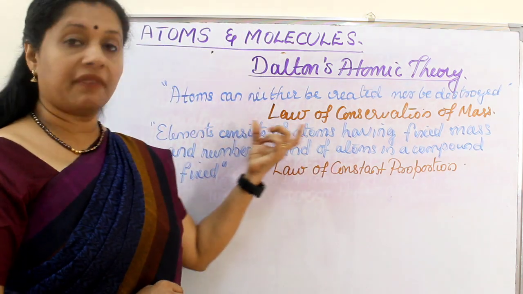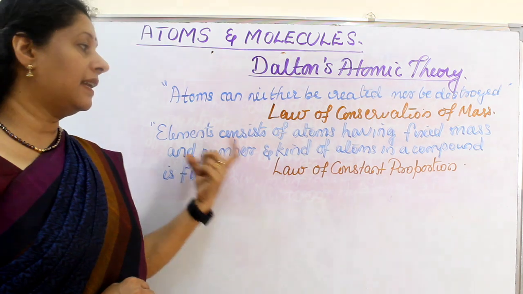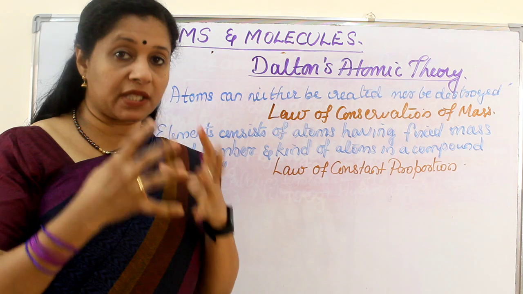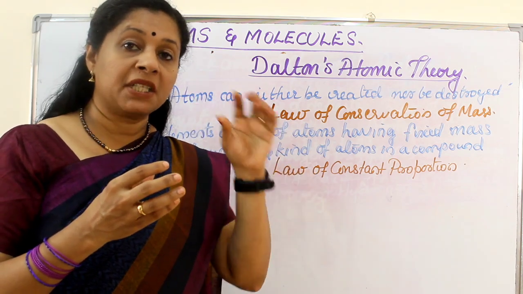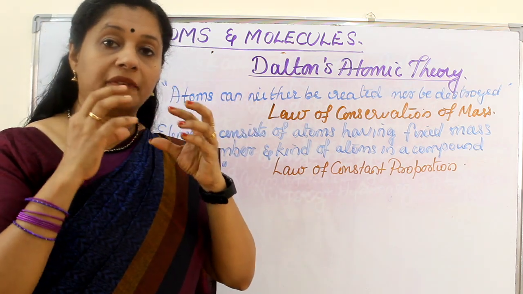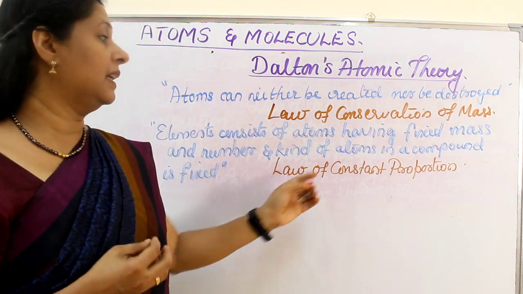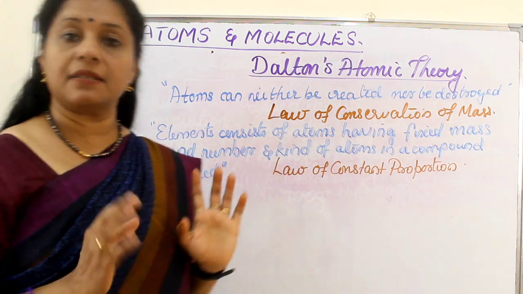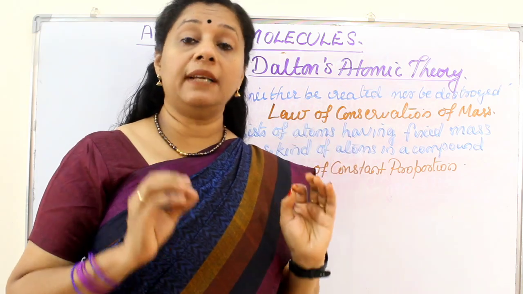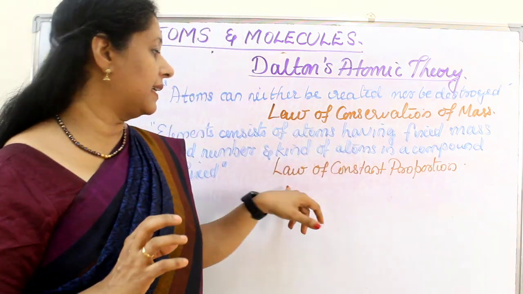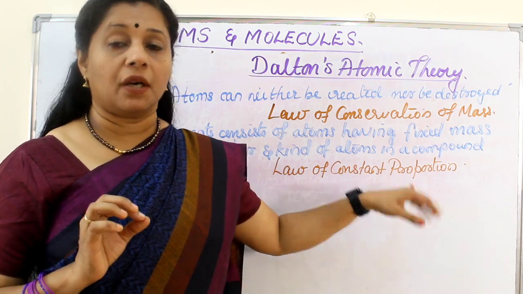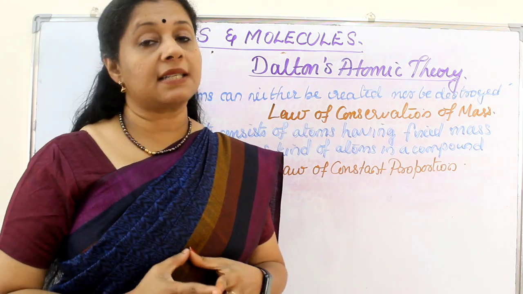Then, elements consist of atoms having fixed mass, and the number and kind of atoms in a compound is fixed. That means 2 points are combined here. One, we said suppose carbon is the element, all its atoms have the same mass and chemical properties, and in a compound like ammonia, the number and kind of atoms like nitrogen and hydrogen is fixed. I told you only 1 nitrogen and 3 hydrogen, or in the mass ratio 14:3, will give us ammonia. So if you combine these two, that is nothing but the law of definite proportions or law of constant proportions proposed by Proust. Okay, so these two laws are verified by Dalton's atomic theory.